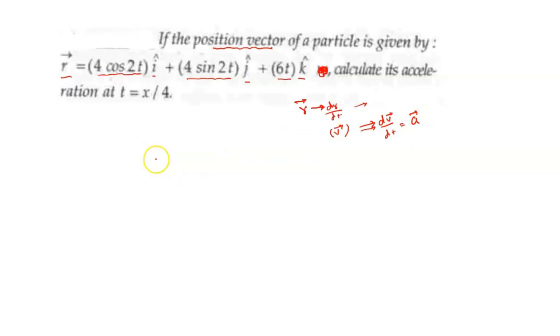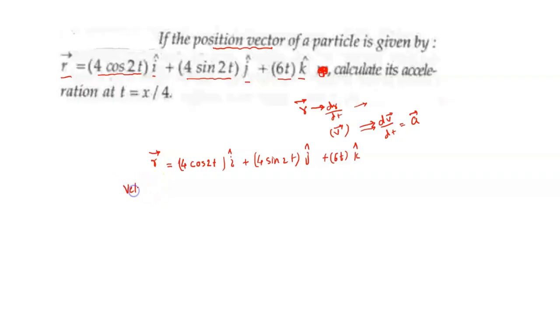So let's begin. R bar is given as 4 cos of 2t i hat plus 4 sin of 2t j hat plus 6t k hat. That will be helpful here. So let's go for the velocity now.